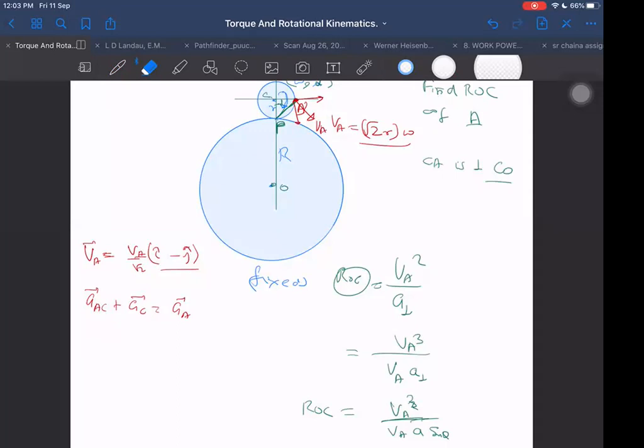Let us say the question is not about radius of curvature. Forget radius of curvature. Let us say find the acceleration of point A in vector form. That is the question. Find the acceleration of A in vector form. Are you doing it? Do it. I will see after 4 minutes. Okay, sir.